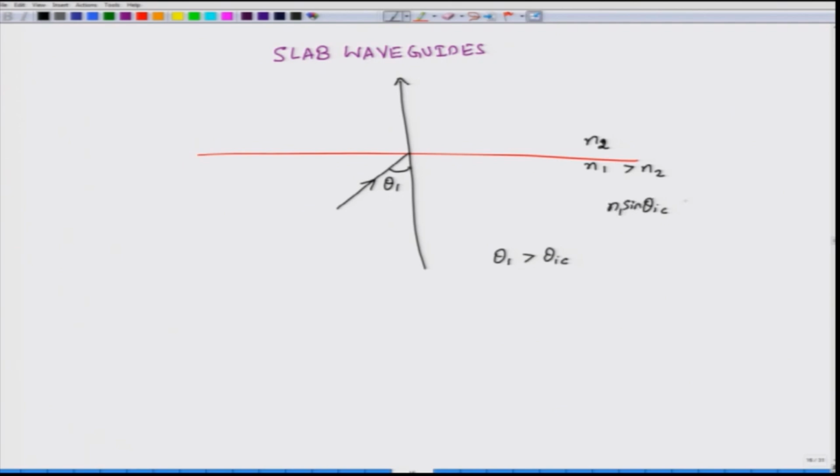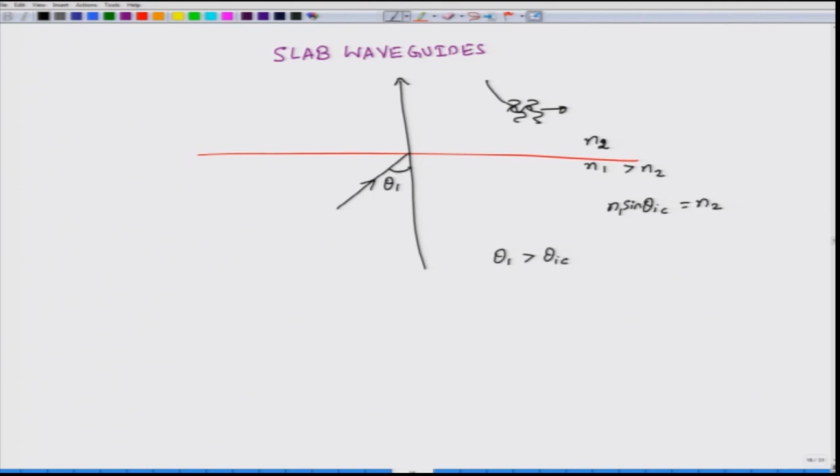So, N1 sin theta IC must be equal to N2. But of course, from the wave theory point of view, you know that there are actually evanescent waves, and these evanescent waves decay perpendicular, or along the normal, to the interface, but they essentially propagate along the interface itself. We have seen this kind of thing when we discussed total internal reflection.